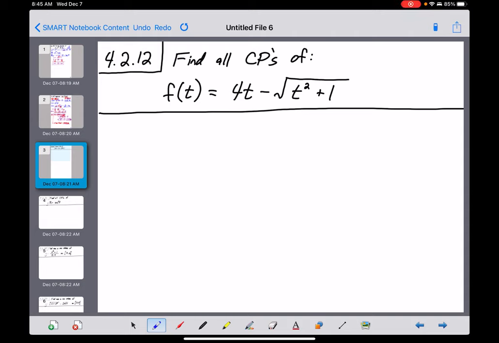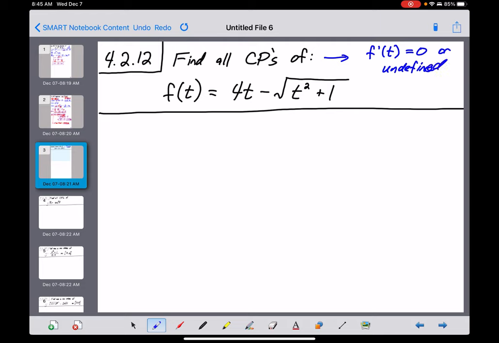Number 12 in 4.2 is asking us to find all the critical points of this given function here. What we need to remember, I'm sure everybody has this in their notes, is that critical points can occur anytime that your derivative, which in this case I'll call f prime of t, is equal to 0, or anytime that that derivative is undefined.